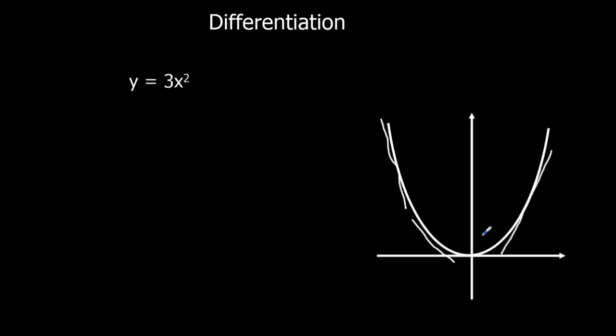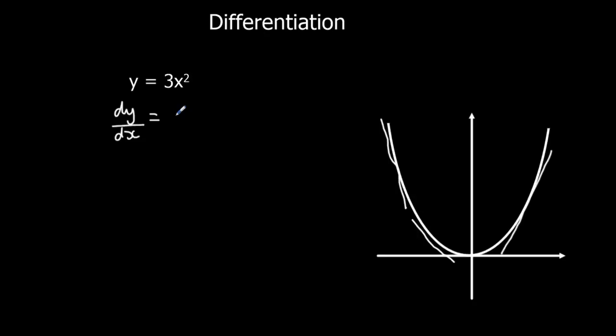So we don't have a set gradient for a curve, we have a gradient function, and that's what differentiation gives us. So if y equals 3x squared, we're going to work out dy dx, and this is the notation that we use in differentiation. The gradient function, the function that tells us the gradient at a different point on the curve, is called dy dx.